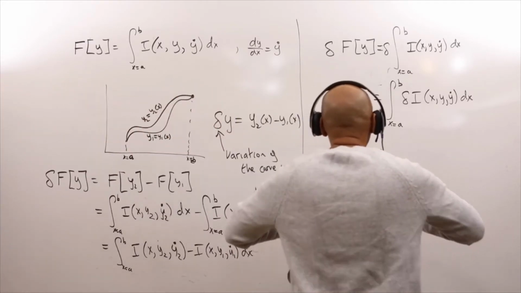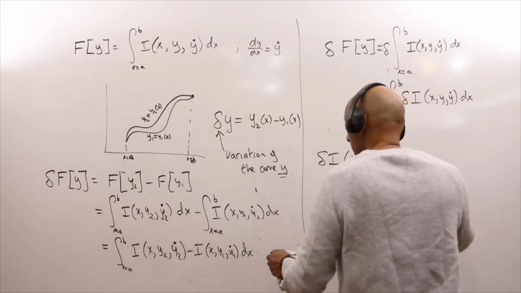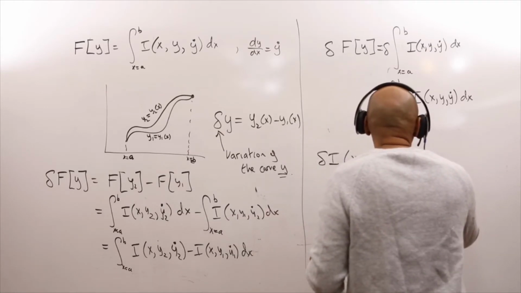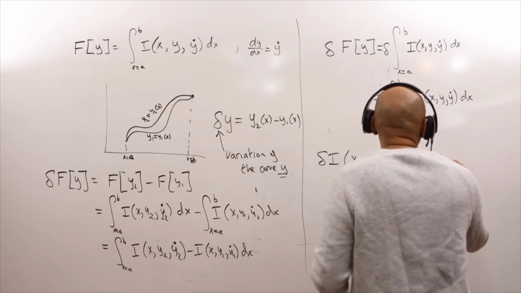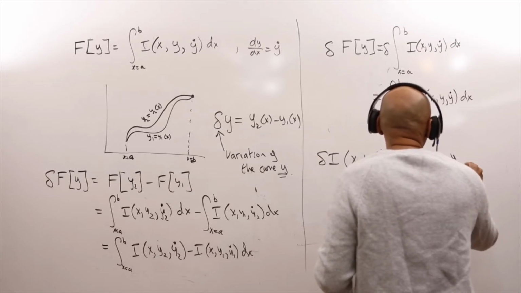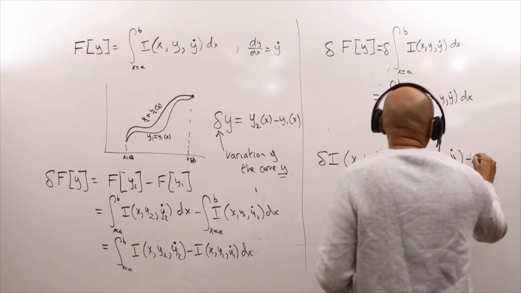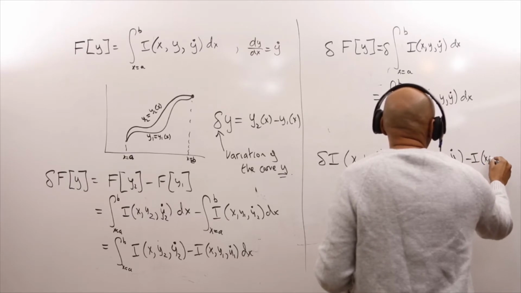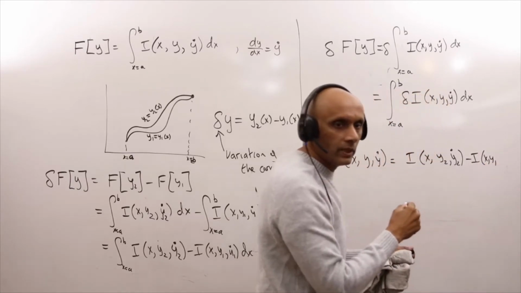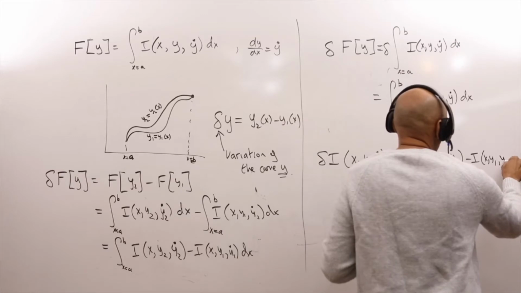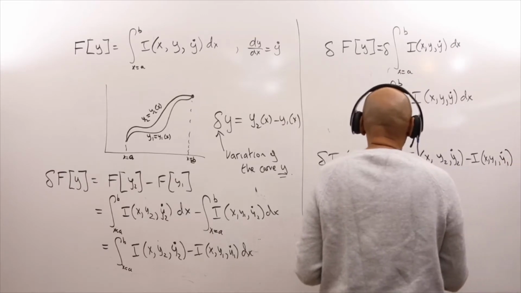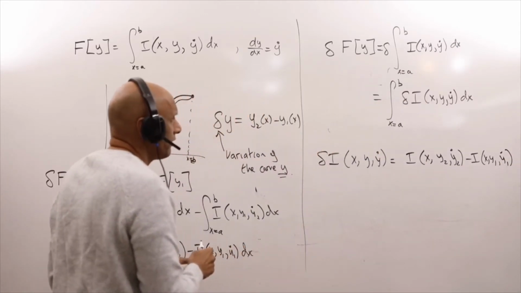So the variation is really the difference between I, x, y2, y2 dot, minus the integrand x, y1, y1 dot. Hopefully this is on the screen. Yeah, it's good, still good. So that's the variation of I.